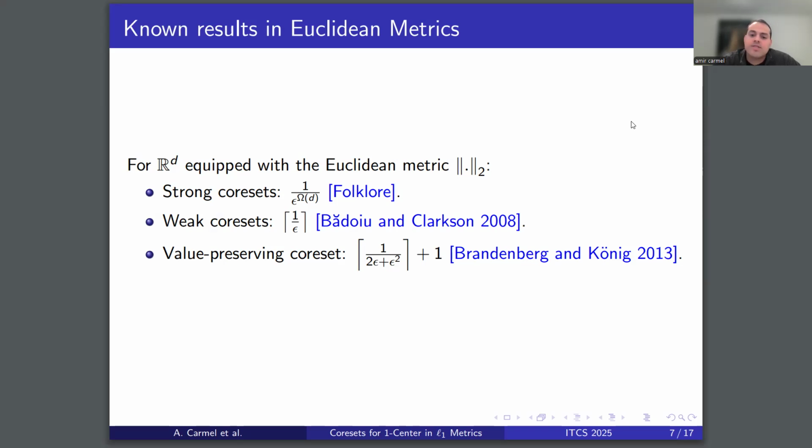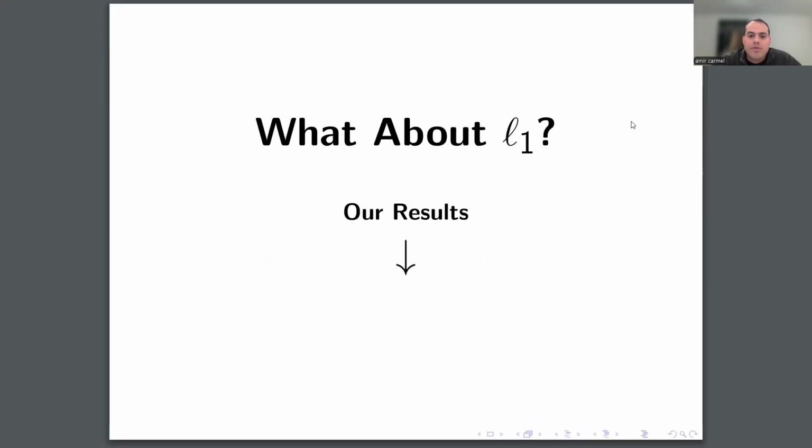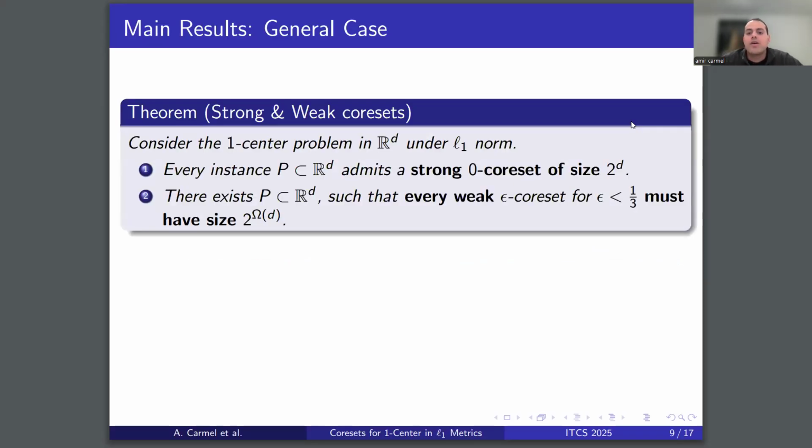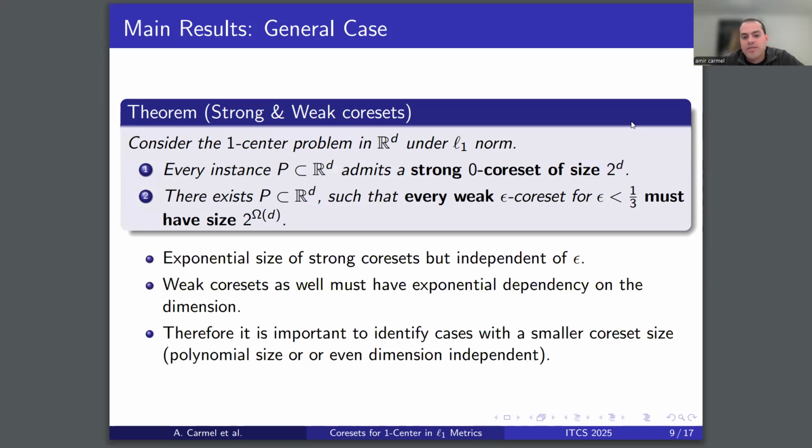The value-preserving coresets are slightly smaller than the weak coresets, almost half of the number of points required for weak coresets. But what about L1? So this is what we show in the paper. We show that strong zero coresets exist of size 2 to the power of d. However, every weak coreset might require size exponential in the dimension. So we have a bad result and a good result.